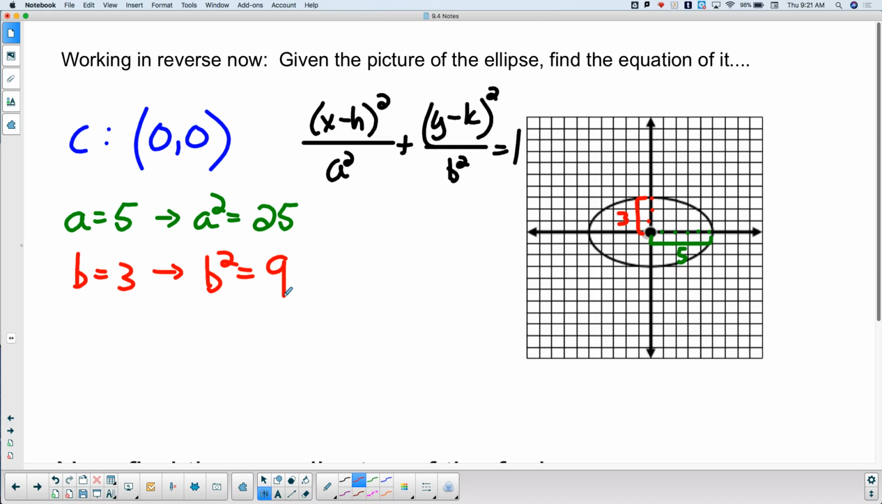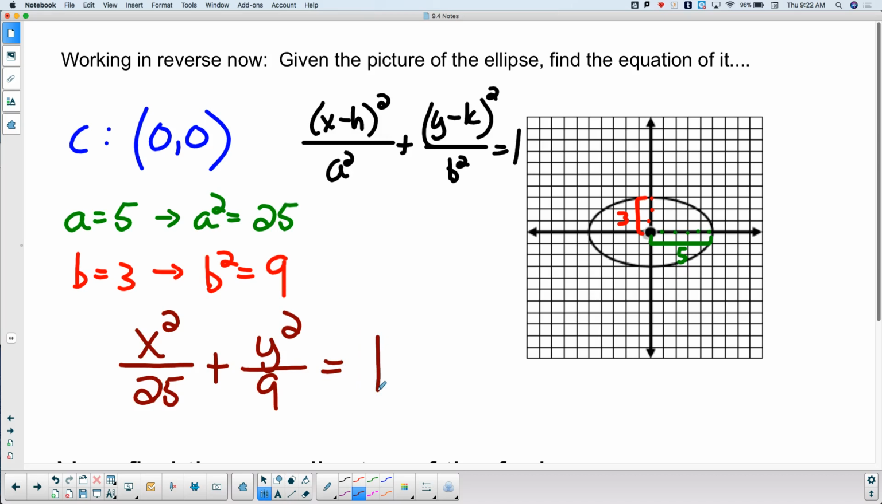Do I have enough information now to give me the equation of my ellipse? Could you give it to me? Is it x over 25? It is not x over 20. X squared over 25, y squared over 9, equals 1. That would be the equation. Remember, equations, we got to have that equal sign. So there is my equation.